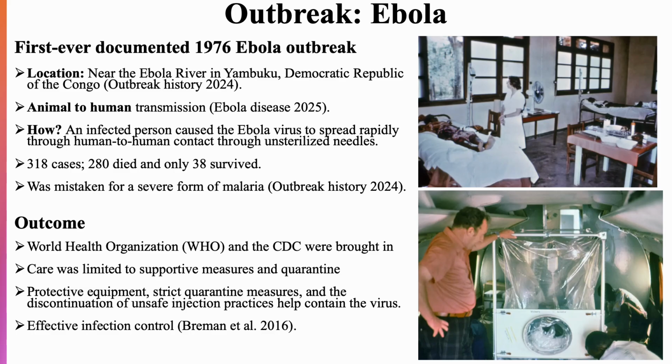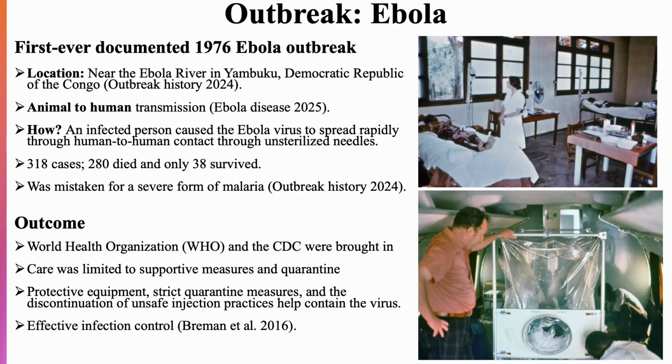The CDC website has a lot of information on many Ebola cases and outbreaks, and they are all organized by year. I decided to focus on the first ever documented 1976 Ebola outbreak. This outbreak took place in Yambuku, a village in the Northern Democratic Republic of the Congo, near the Ebola River. The initial transmission is believed to have been from an animal to a human, possibly a fruit bat.